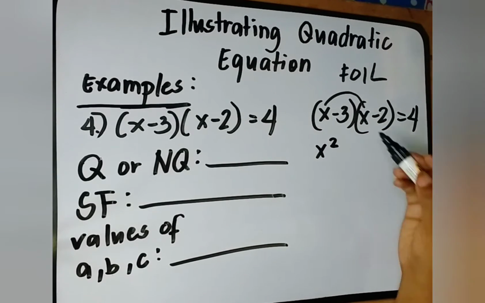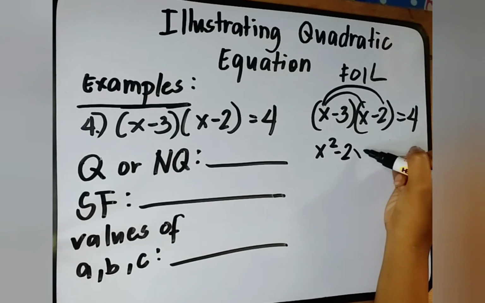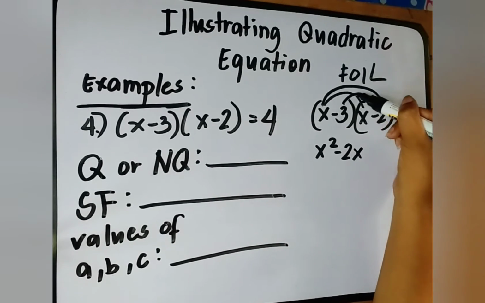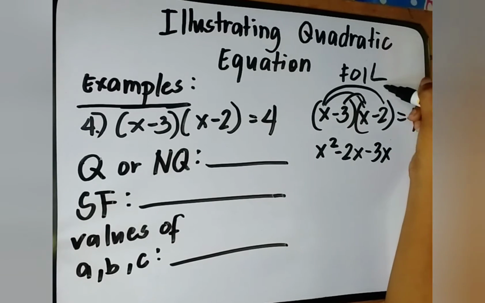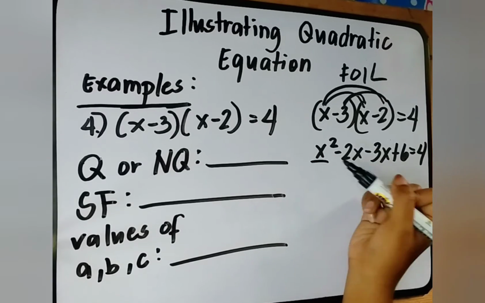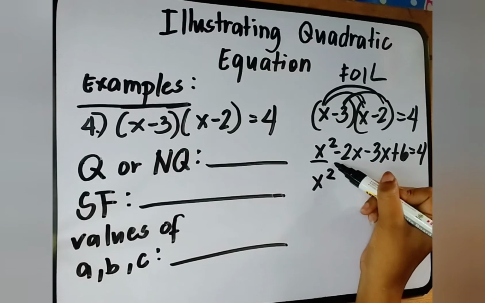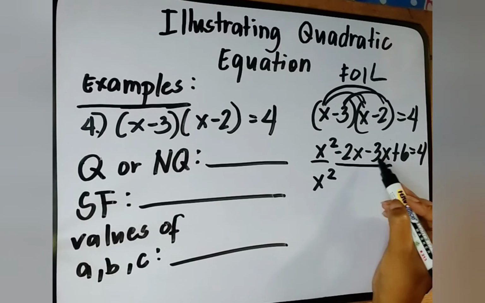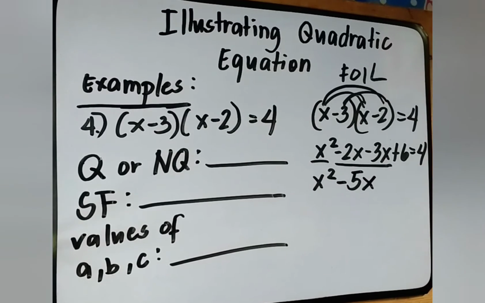So first, x times x is x squared. Next, outer, x times negative 2. The answer is negative 2x. Inner, negative 3 times x. The answer is negative 3x. And last, negative 3 times negative 2. The answer is positive 6 is equal to 4. Then, combine like terms. Negative 2x minus 3x, the answer is negative 5x.